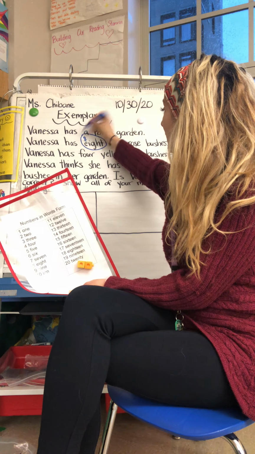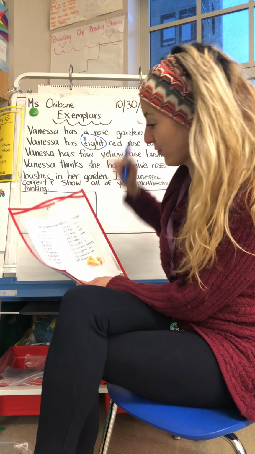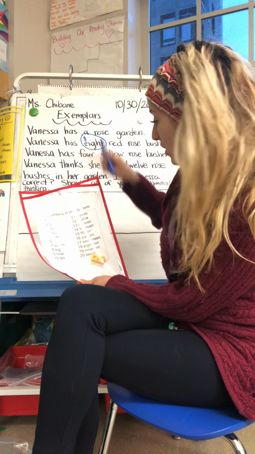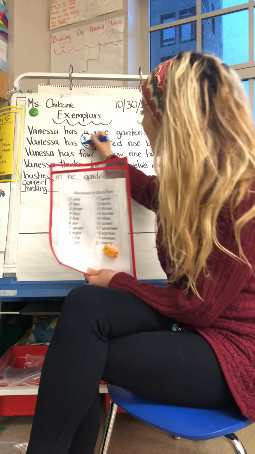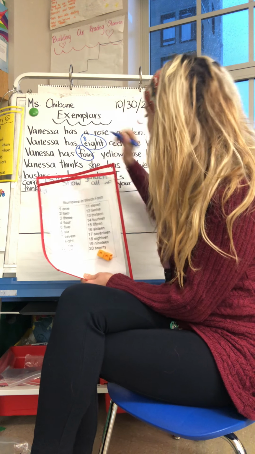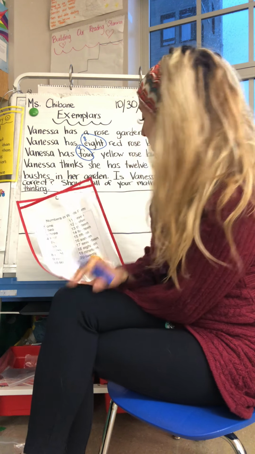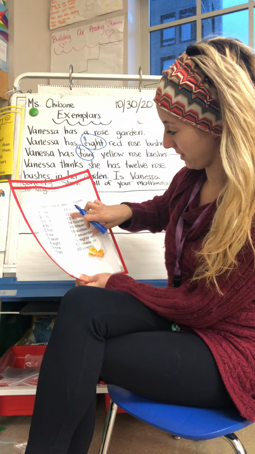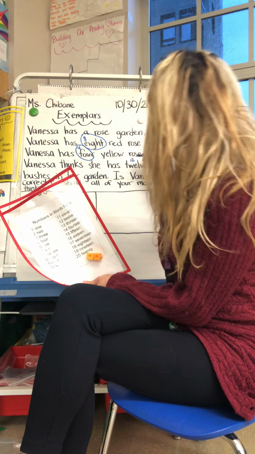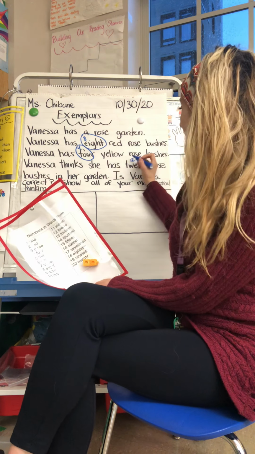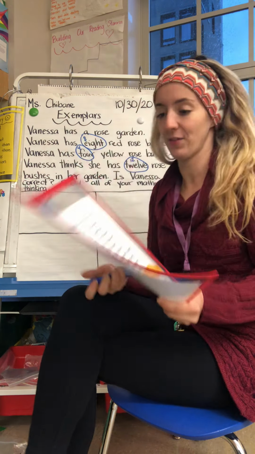Because it's written in word form, I'm going to write the number here so I don't forget. And I'm going to circle it. Vanessa has 8 red rose bushes. Vanessa has F, O, U, R, 4 yellow rose bushes. Vanessa thinks she has 12 rose bushes in her garden. Is Vanessa correct? Show all of your mathematical thinking.